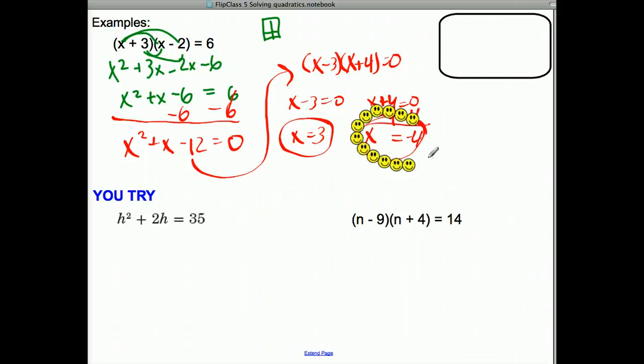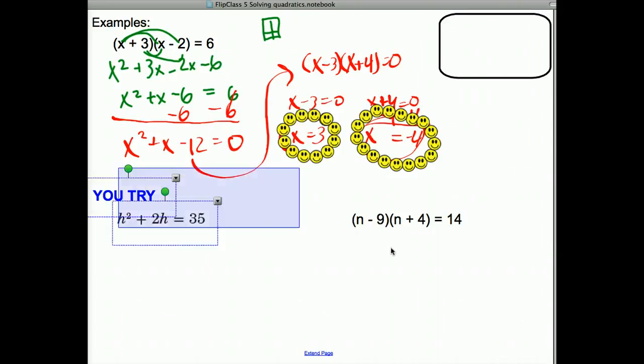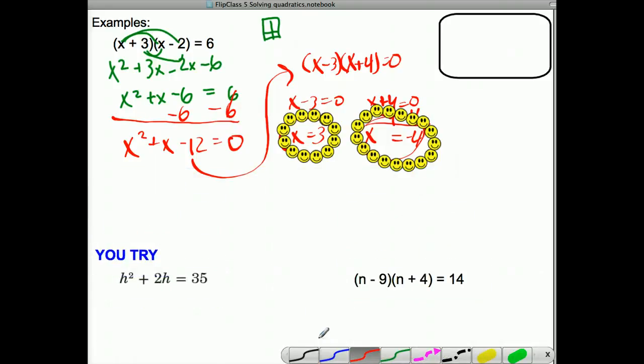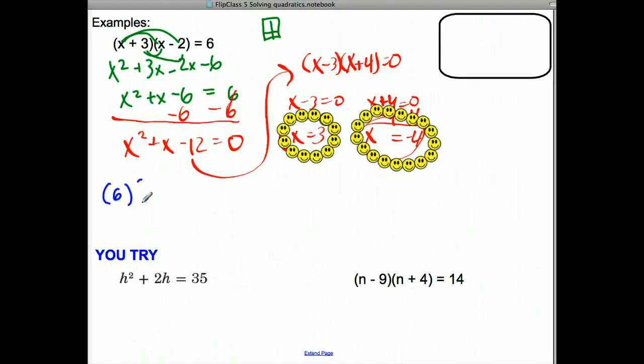Right here and right here. If I want to make sure that I'm correct, what I should do is check them. So don't be lazy, make sure you check your answers. Plug in a 3. 3 plus 3 is 6, 3 minus 2 is 1, and that equals 6, so that works. Plug in a negative 4, and I get negative 4 plus 3 is negative 1. Negative 4 minus 2 is negative 6, and that equals 6. So they both work. Both of these are our answers.